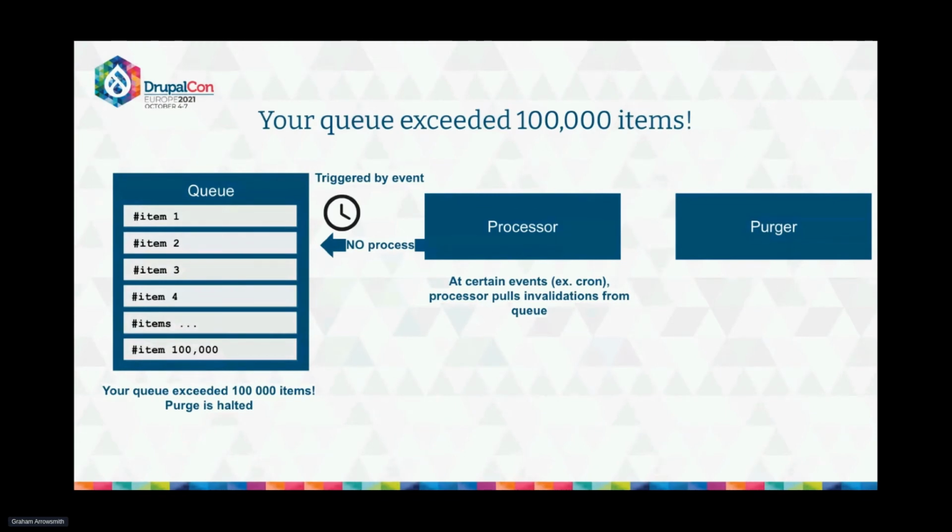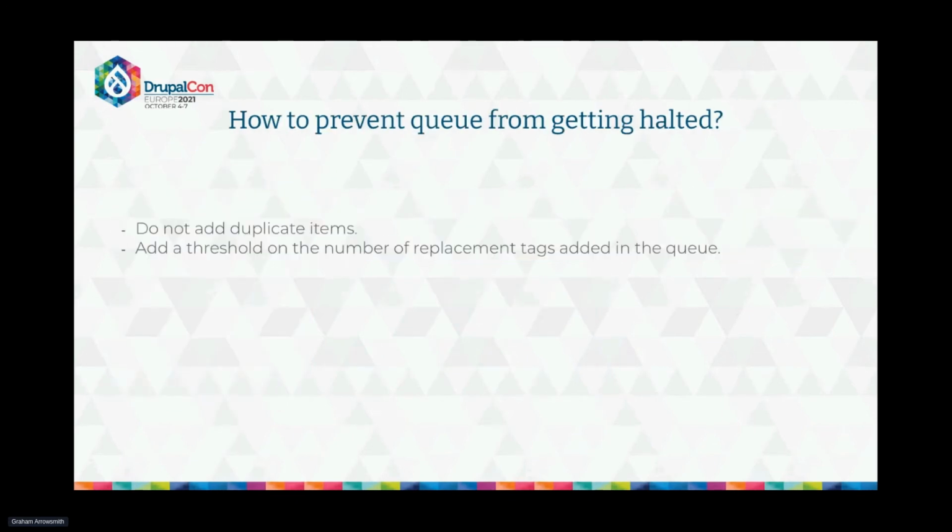So where we want to go next is how do we prevent the situation? And if we do get in a state where there's a large number of items in the queue, how could we recover from that? So Hemant, back to you. Yep. So the first step we will look at is how to not add duplicate items to the queue.